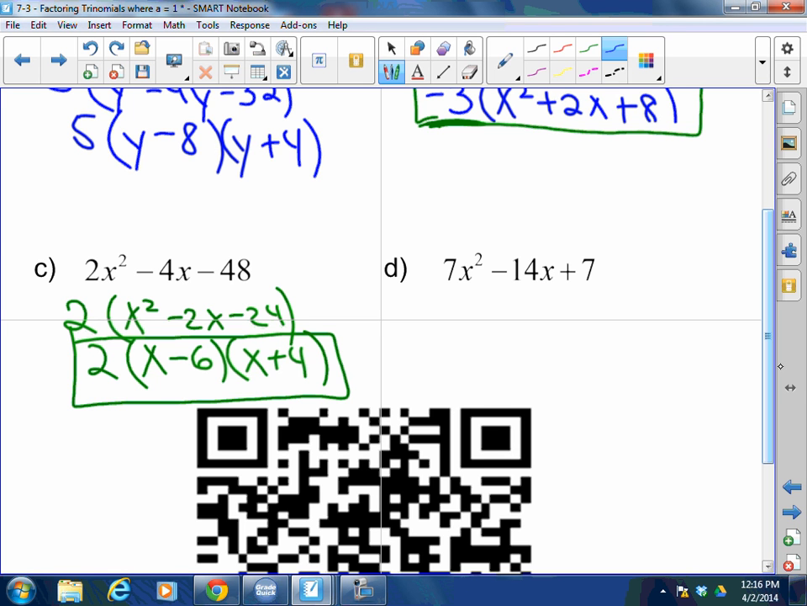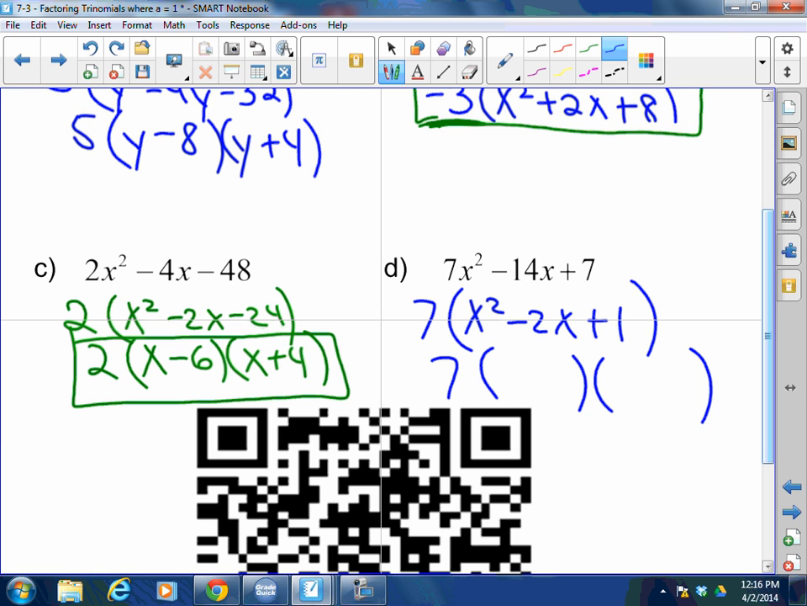Last but not least, what can I factor out of there? Out of D? Heck yeah, 7. So I got x squared minus 2x plus 1. This is a good one. What times what is positive 1, but when added together is negative 2? No, negative 2 times negative 2 is not positive 1. Negative 1 and negative 1. Very good.